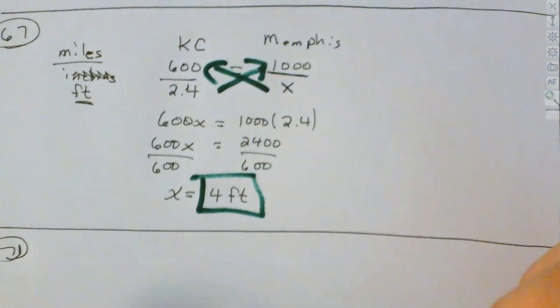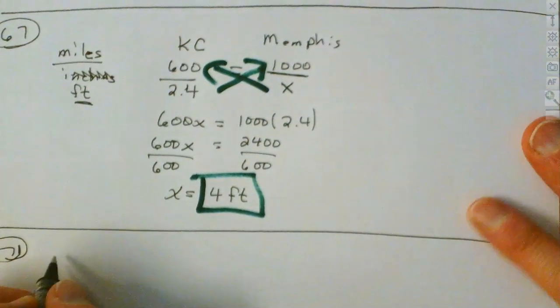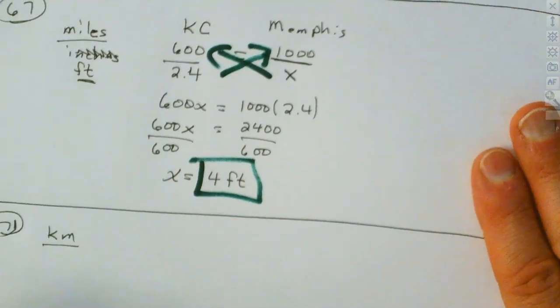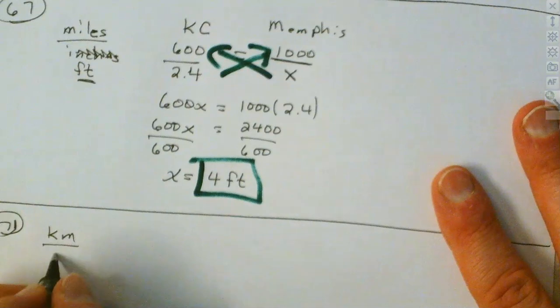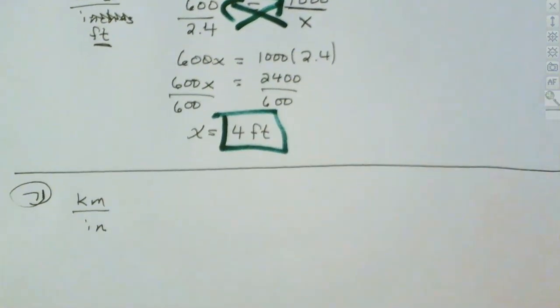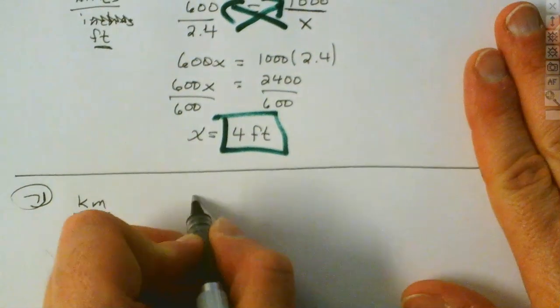So again, we're going to set up a ratio. Doesn't matter how we set it up, but I'm just going to make it as kilometers over inches in this case. So kilometers over the inches is going to be my ratio. And we are looking at Cape Town.